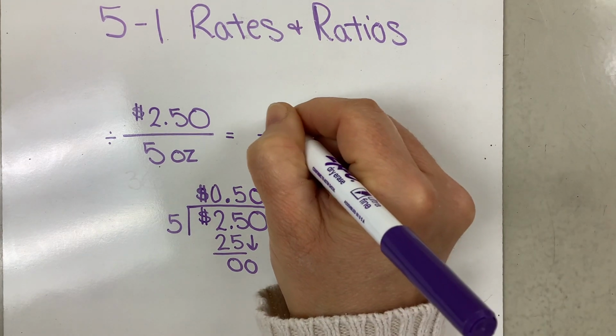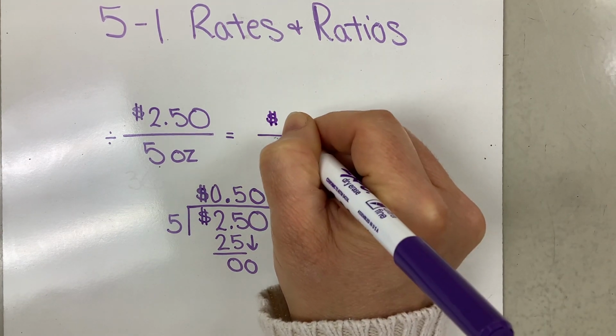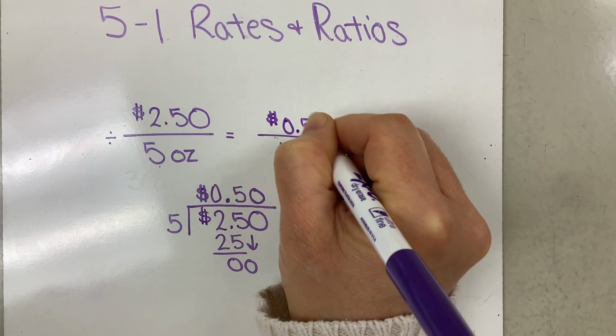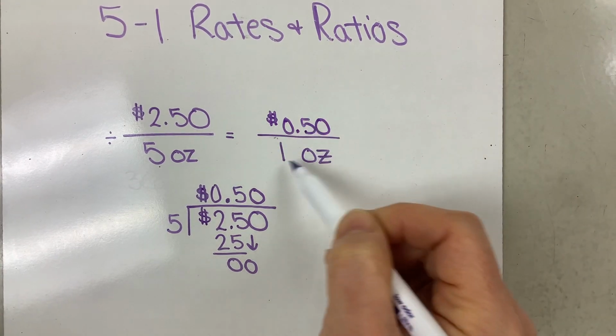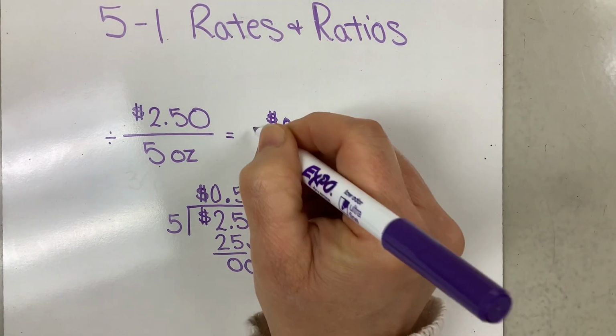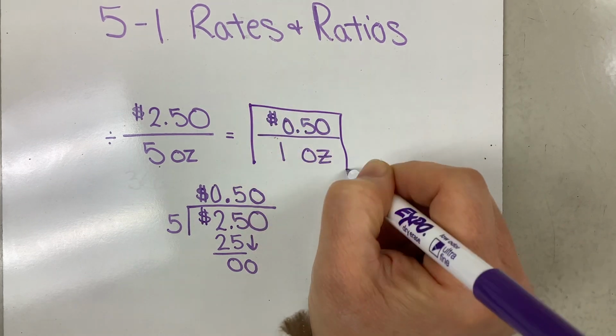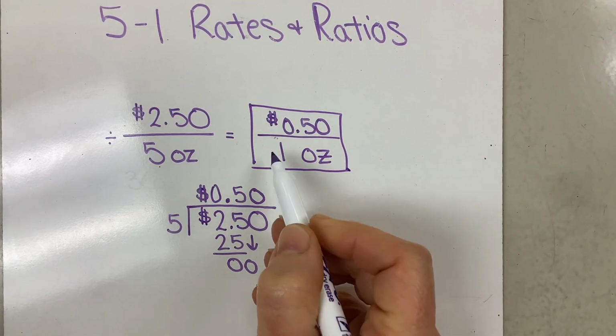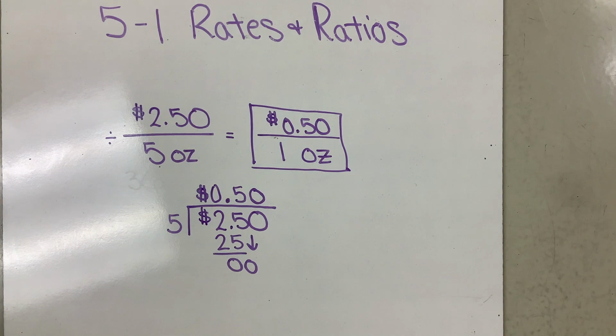So we're going to say that 1 ounce costs 50 cents. So our unit rate is 50 cents per ounce. This is a unit rate because it's come back to 1.